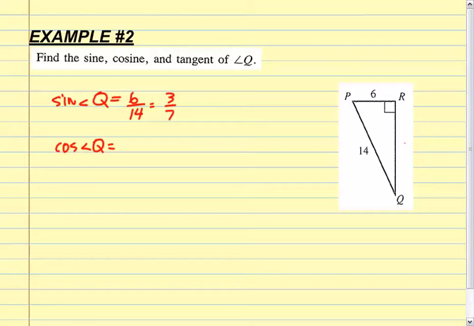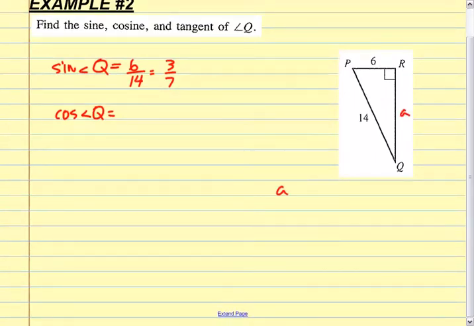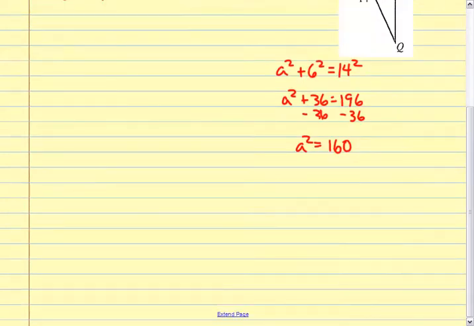And you know that we can use the Pythagorean theorem. So that means that a squared plus 6 squared is equal to 14 squared. A squared plus 36 is equal to 196. Subtract 36 from both sides, and we're going to get that a squared is equal to 160. Okay, now we've got to break down 160. Square root, right? I don't need the negative because it's the side of a triangle.